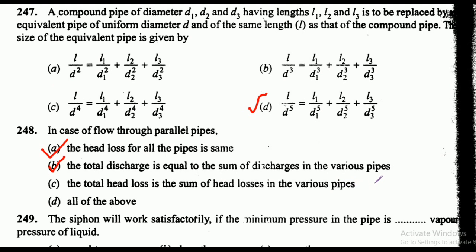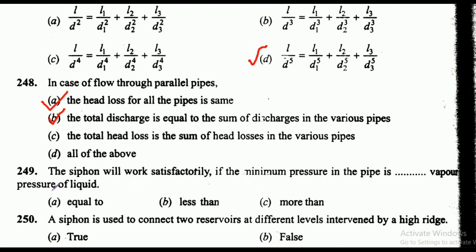Okay, now next is question number 249. The siphon will work satisfactorily if the minimum pressure in the pipe is dash vapor pressure of liquid. Options are equal to, less than, more than. So here friends, correct answer is option C, that is more than. Next is a siphon is used to connect two reservoirs at different levels intervened by a high ridge. Here options are true or false. So here friends, this statement is correct. So here option A is the correct answer, that is true.